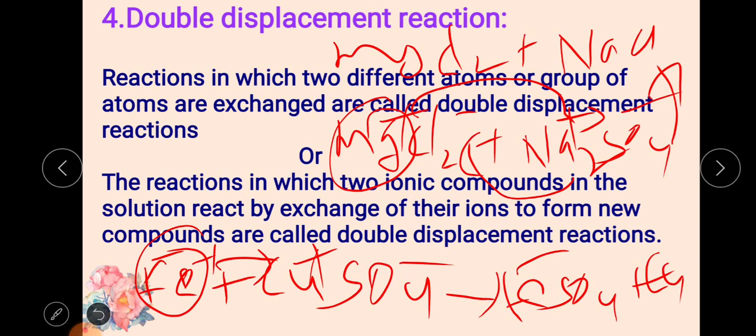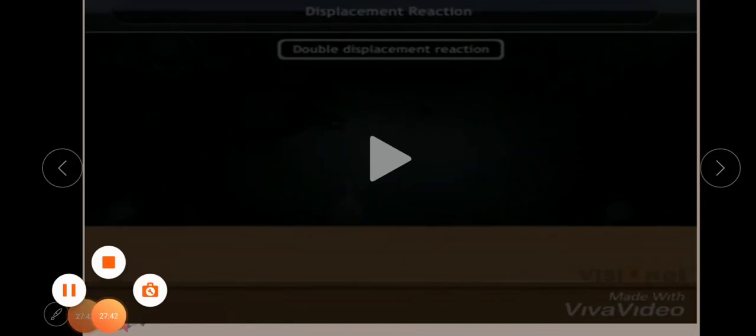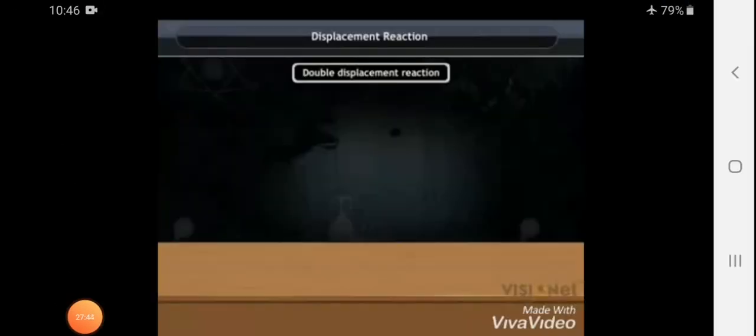But in single displacement reaction, only one is an element and the other is a compound. In double displacement, both are compounds only. There is no element at all. Next, we'll see a video to understand how double displacement reactions occur.